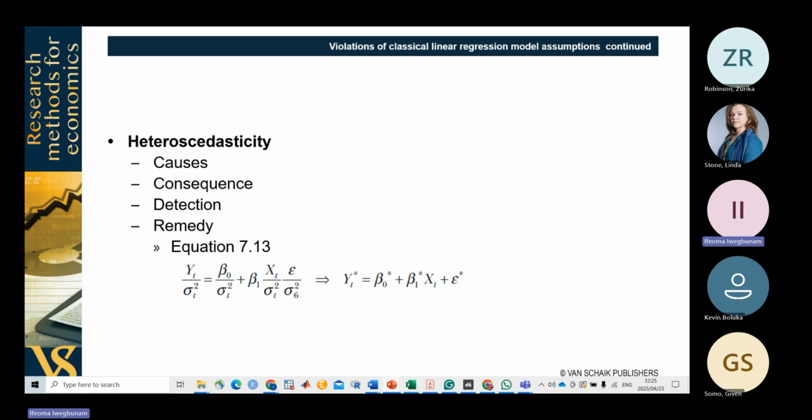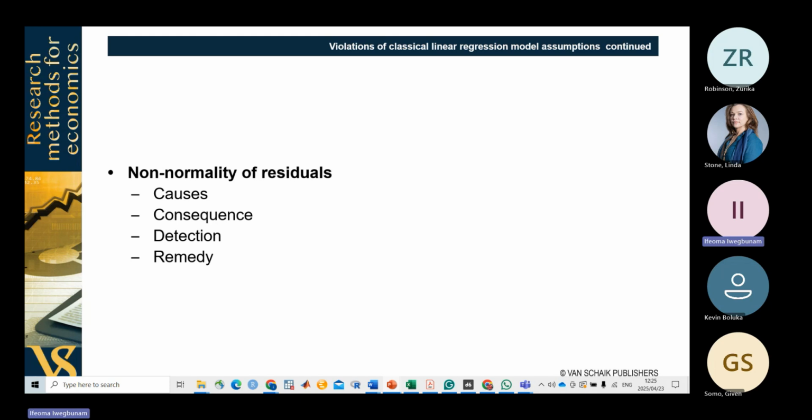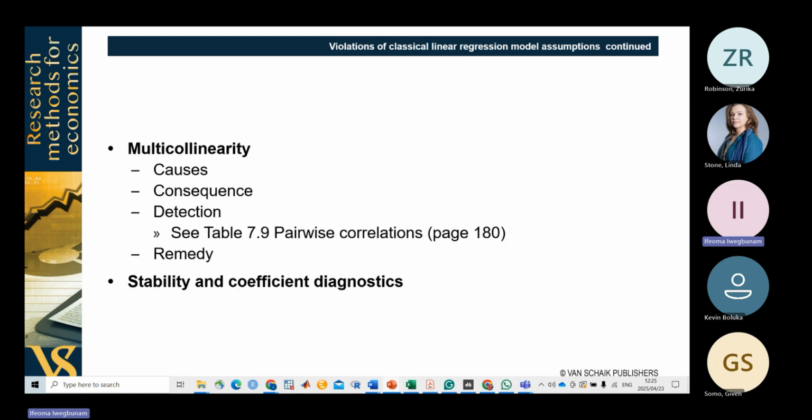There could also be the problem of heteroscedasticity, which also makes the result and the regression invalid. There could also be the problem of non-normality of residuals. And as I mentioned before, there could also be the problem of multicollinearity. All those problems can happen, first of all, depending on how the variables you're using behave. Like I said before, you need to watch how the variables are behaving.